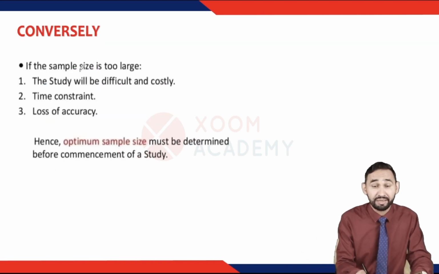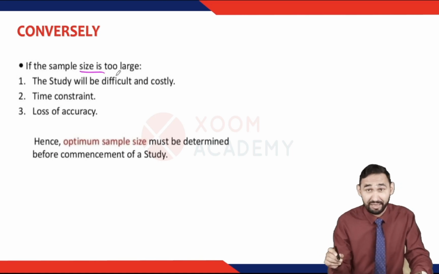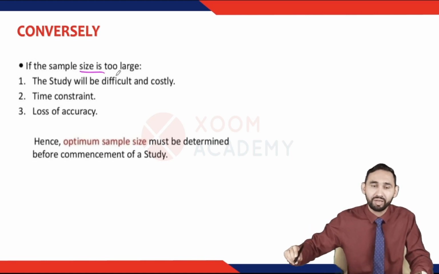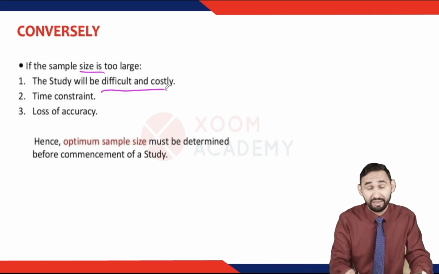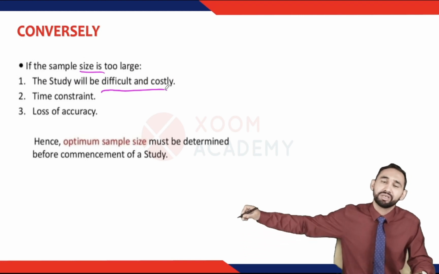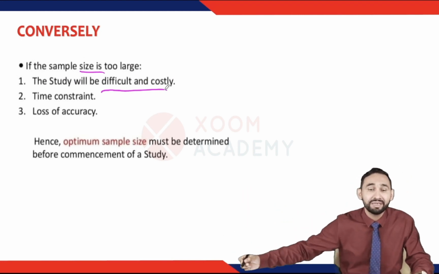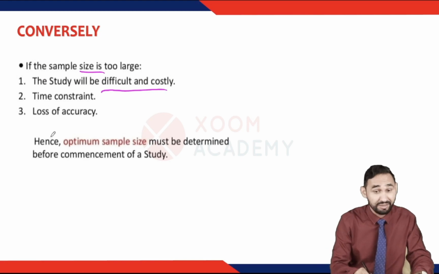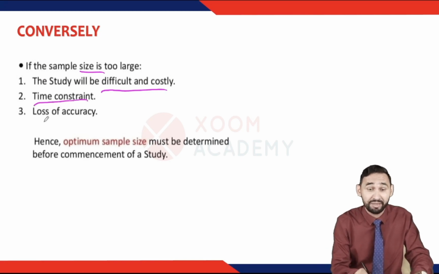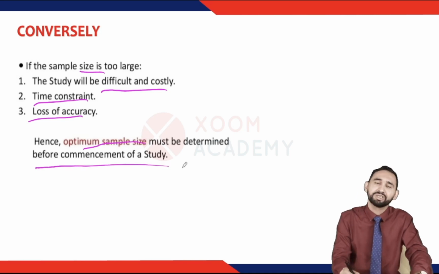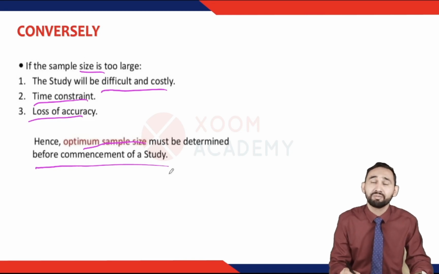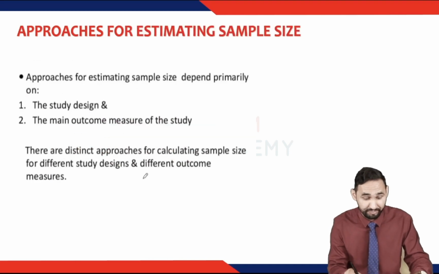Conversely, if the sample size is too large, they should be balanced. It should not be too large and it should not be too small. Otherwise the study will be difficult and costly. For a too large sample, like I mentioned, 22 million people, it takes money and it takes time. Time constraints, yes. If the study runs over a certain time period, we will lose our accuracy. Hence, the optimum sample size must be determined before commencement of the study. It should not be too large, it should not be too small.